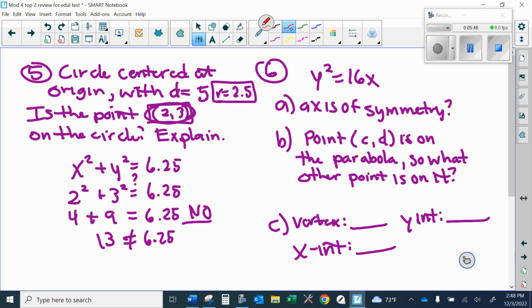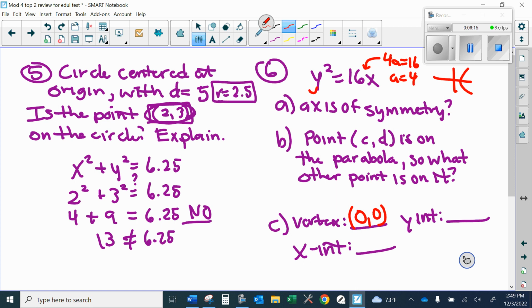Number 6 says y squared equals 16x. Since it's x equals y squared, we know it's going to open to the right, centered at the origin. The vertex is at the origin because there are no parentheses to shift either of them. So at the origin we set this equal to 4a, or 4p, like I said in the book. So I get a equals 4.